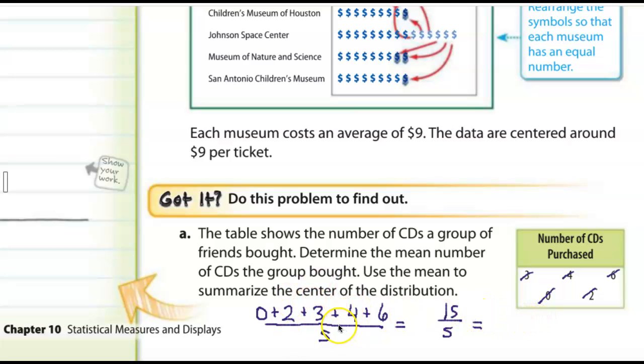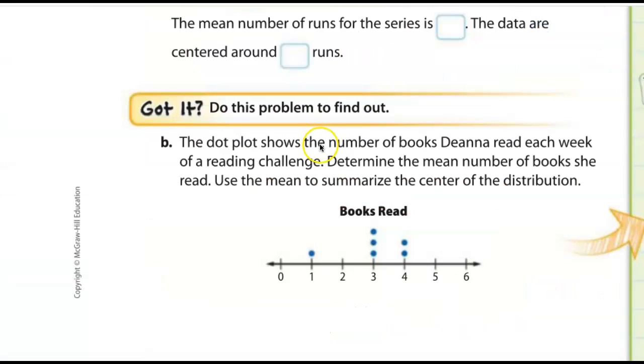So this is equivalent to 15 divided by 5. What is 15 divided by 5? Go ahead and answer that for me, please. That's correct. The answer is 3. So if we were going to summarize the center of distribution, we would say that 3 describes the center of distribution.